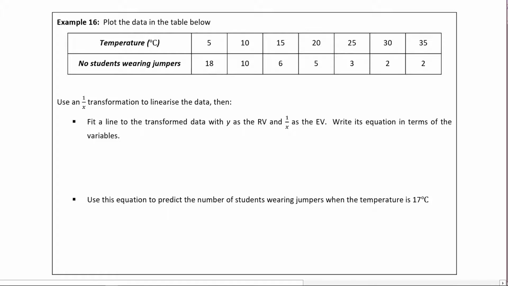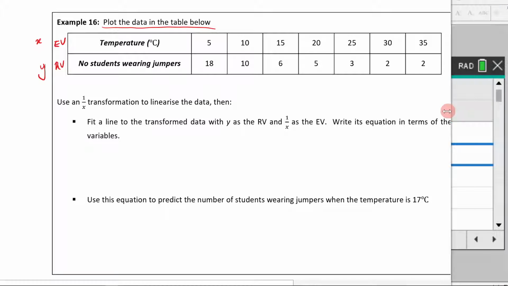We're going to be working through this example here, which says plot the data in the table below. So we have temperature right here, and we have the number of students wearing jumpers here. So obviously the temperature is going to be our EV, and the number of students wearing jumpers is going to be my RV. So this will be my X, this will be my Y. Let's just begin by plotting this data and see what it looks like.